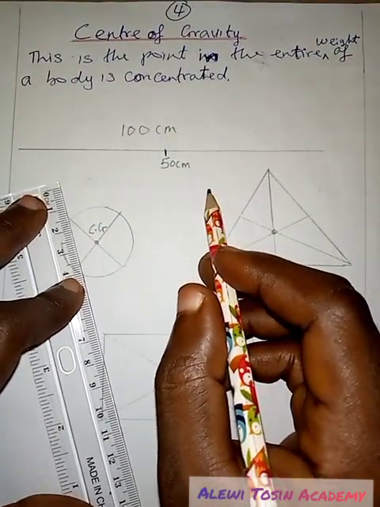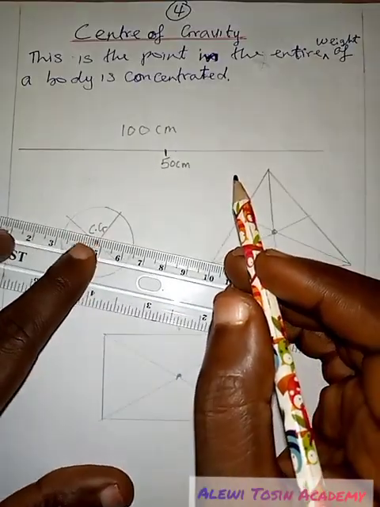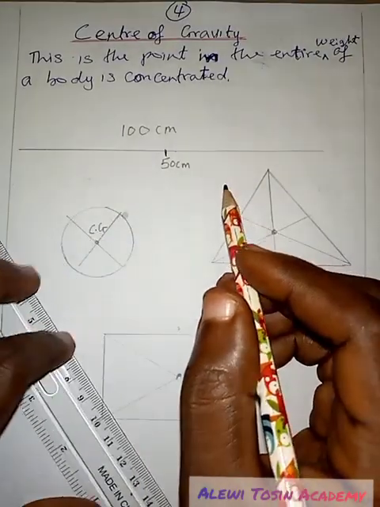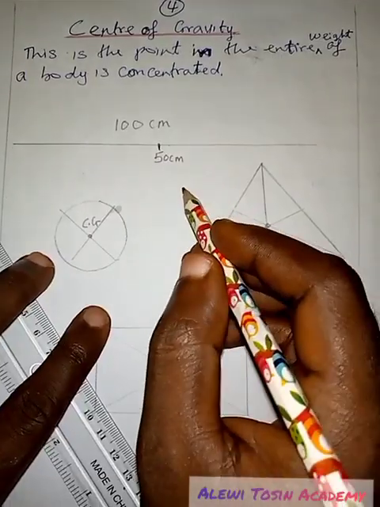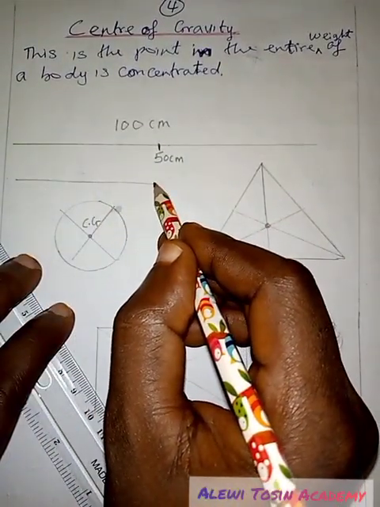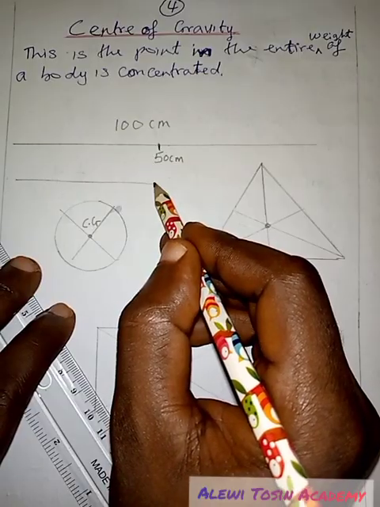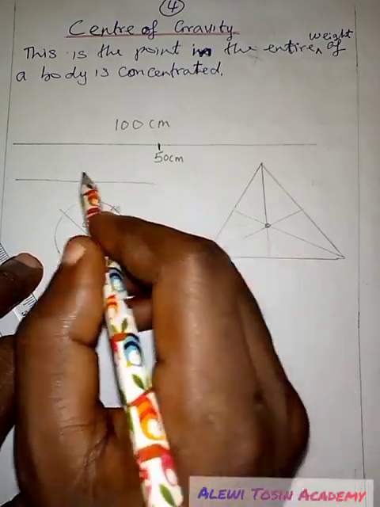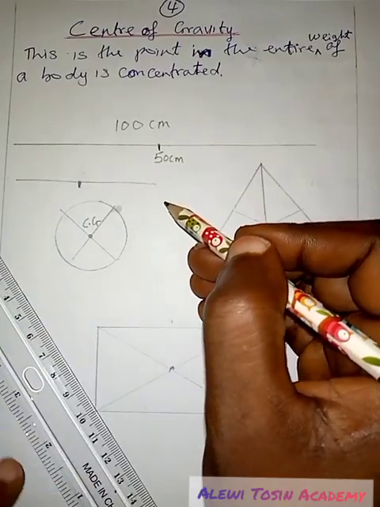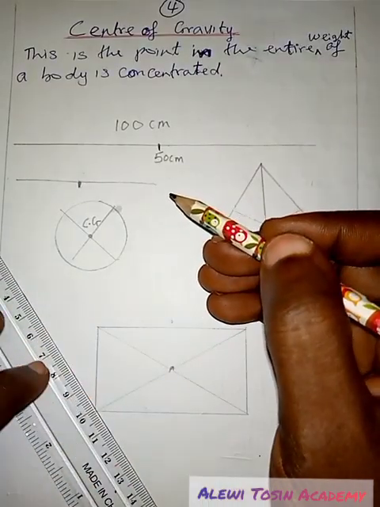Now, if they say half meter rule, it means that the meter rule is of length 50 centimeters, and the center of gravity will be at 25 centimeters. Let's take note of that for our future calculations.